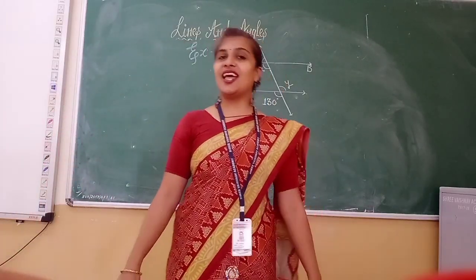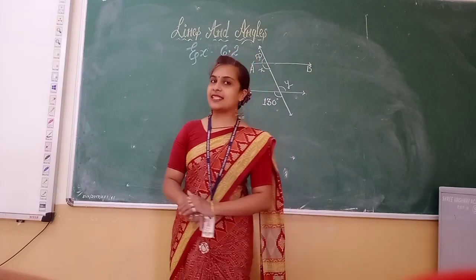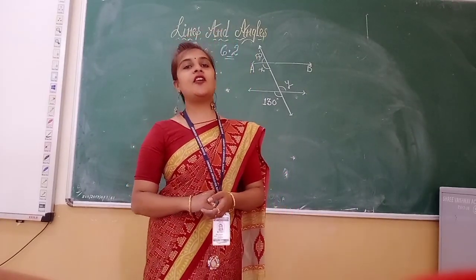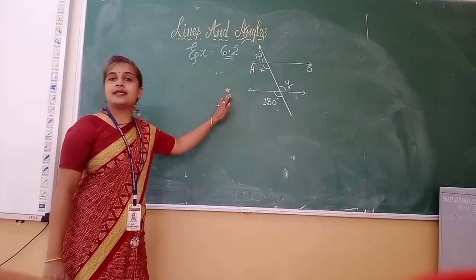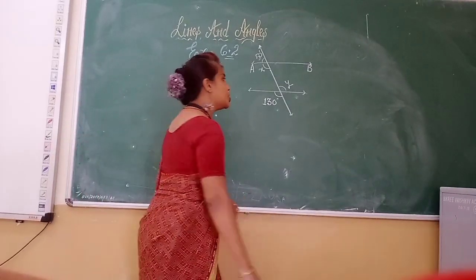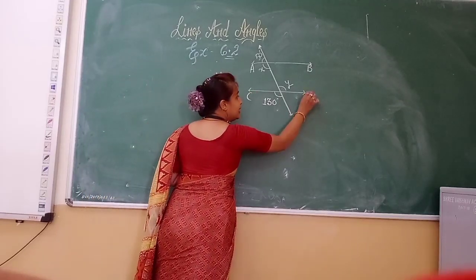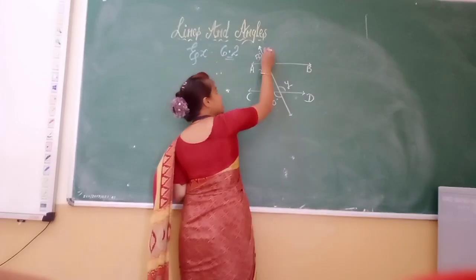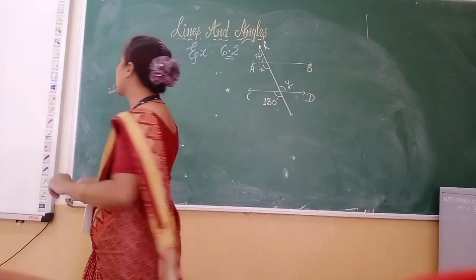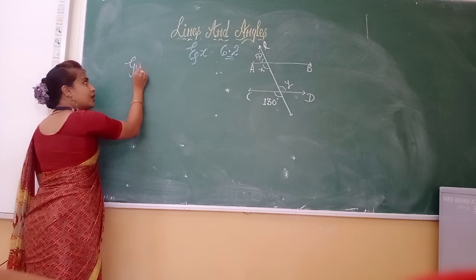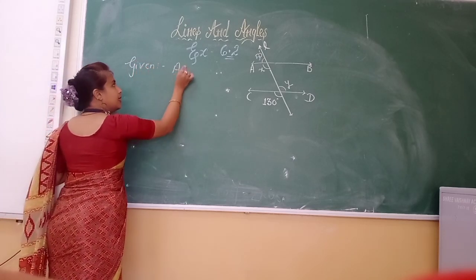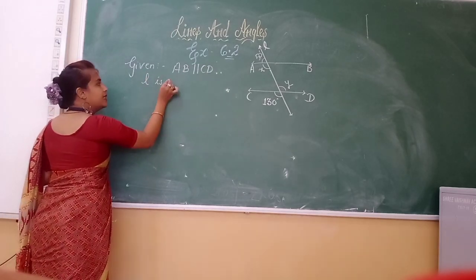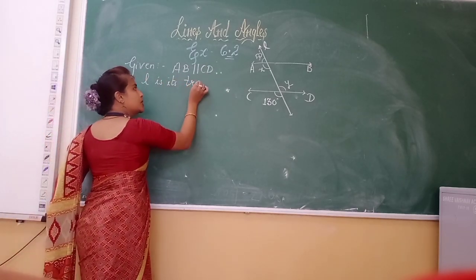Welcome again. Now, moving on to our exercise. Here comes the first question of our exercise. This is the figure given to us in this question. Also it is given that there are two lines AB and CD which are parallel to each other and L is any transversal. What is given to us? Given thing is AB is parallel to CD and L is its transversal.